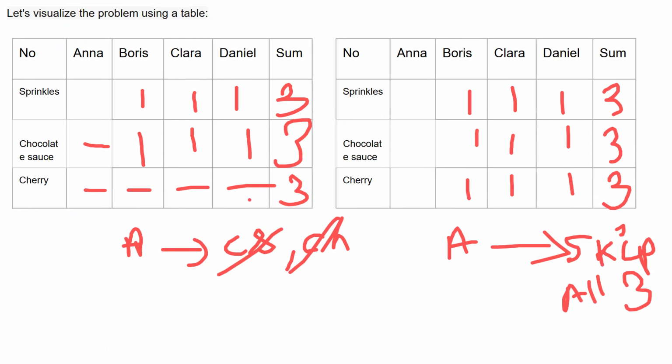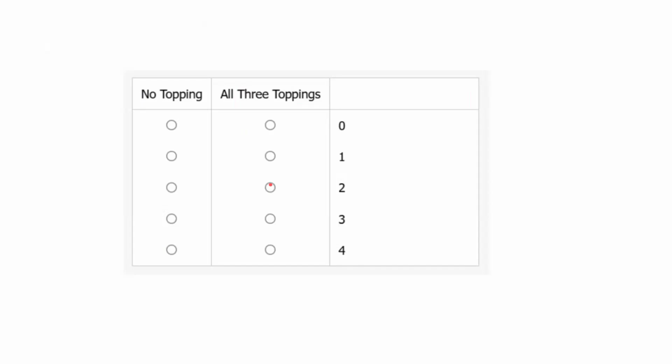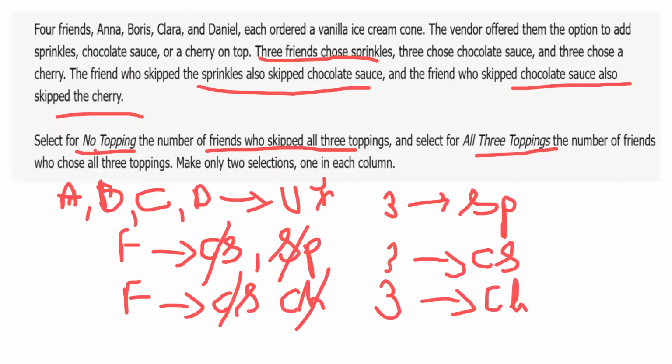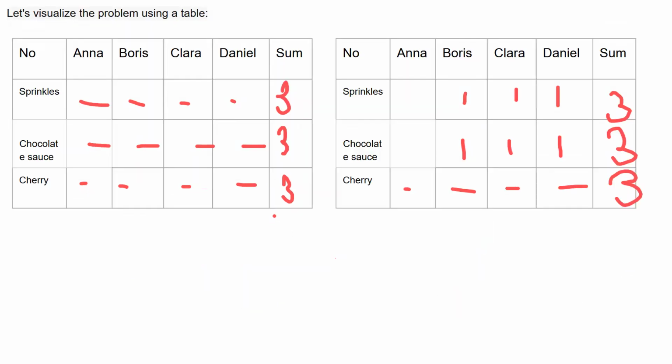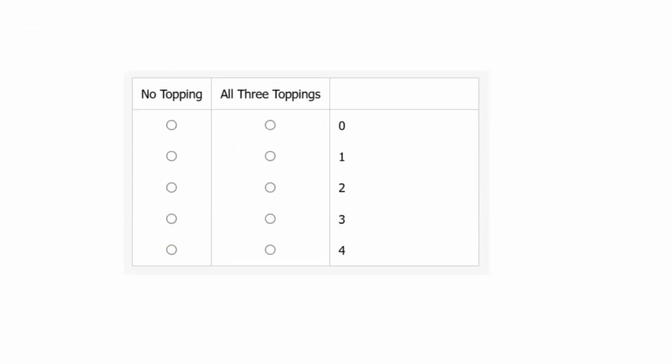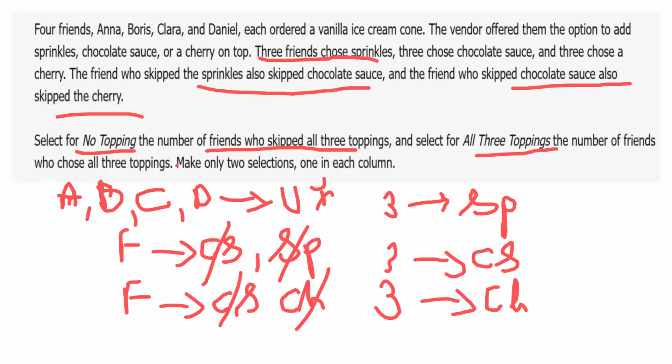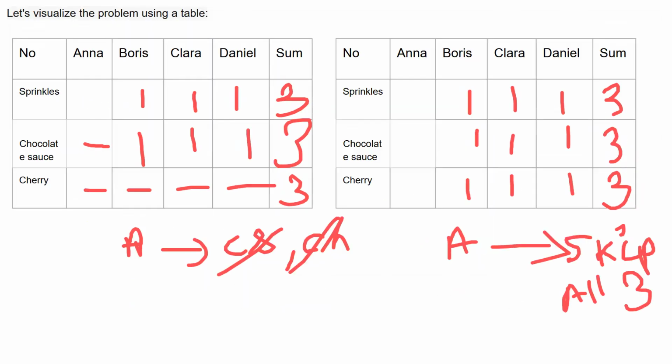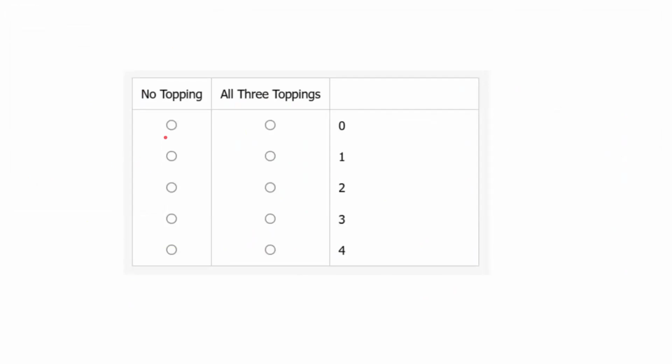So let us go back to the question. Now, what does the question ask us? Select for no topping the number of friends who skipped all 3 toppings. So, who was the friend who skipped all 3 toppings? It's Anna. Anna is the only one who skipped all 3. So the person who skipped all 3 toppings and had no topping is only one. It's Anna. So this is the answer.